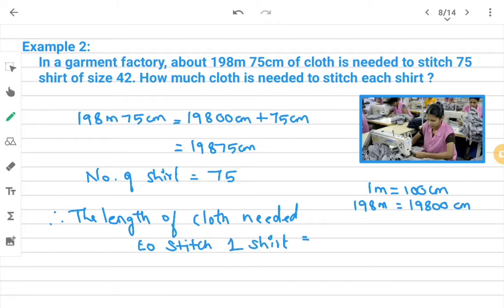is equal to, we are going to divide this, right? That is 19,875 divided by 75. While you are dividing, what you will get? You will get 265 centimeter. So 265 centimeter of cloth is needed to stitch one shirt. Okay, have you understood this?